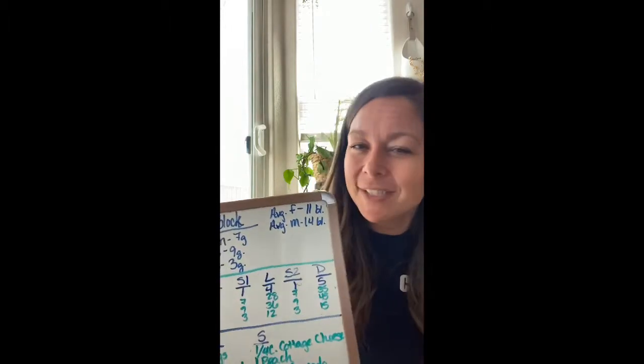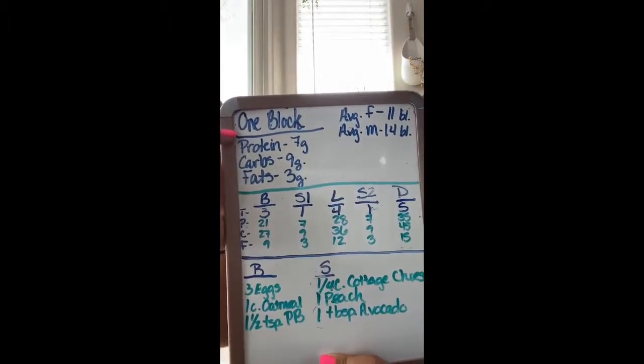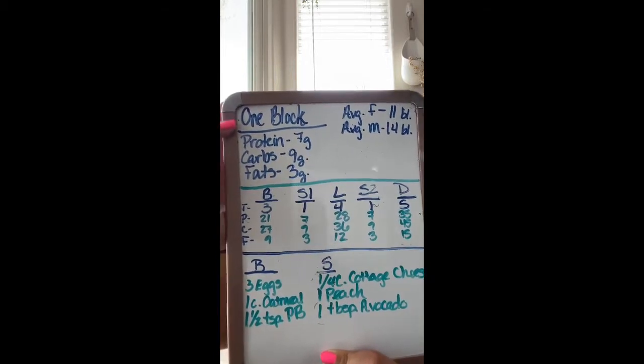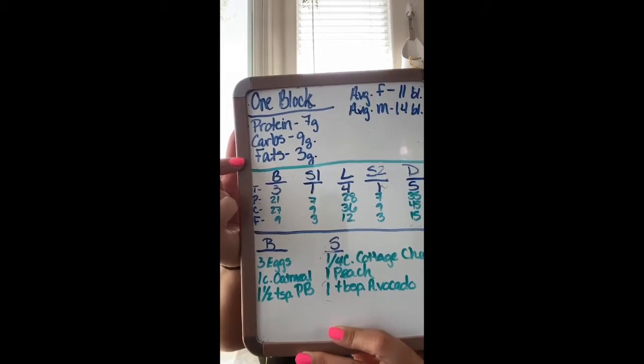All right, so we're gonna go ahead and review. We can go a little bit faster today because we've reviewed this every single day. It should be ingrained in your brain at this point. All right, so the first thing that we're going to talk about is one block. In one block, you have all three macronutrients. You have protein, carbs, and fats.